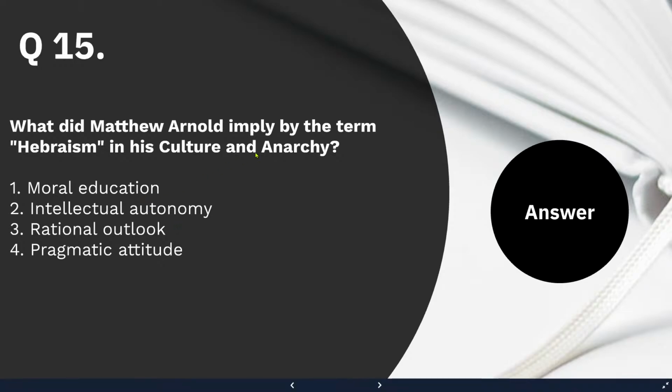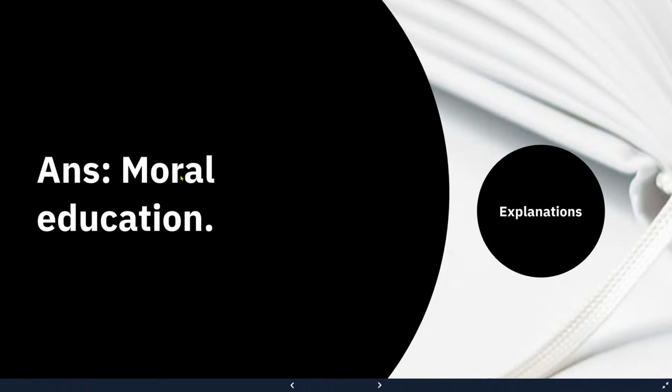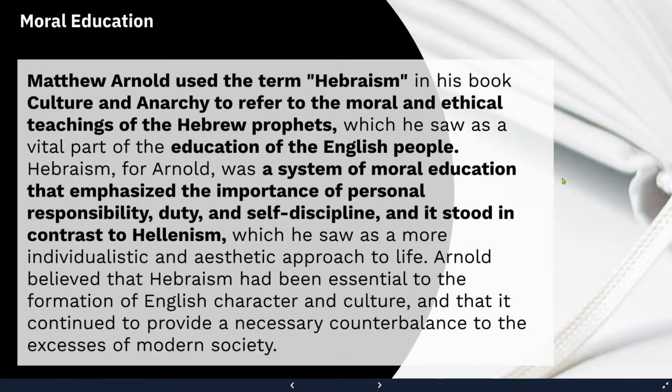So he's talking about Culture and Anarchy. I mean, in the book, he's talking about Hebraism. The book name is Culture and Anarchy. The answer of this question is moral education. And why? We have the explanation for it.